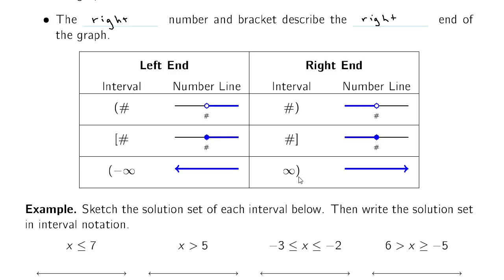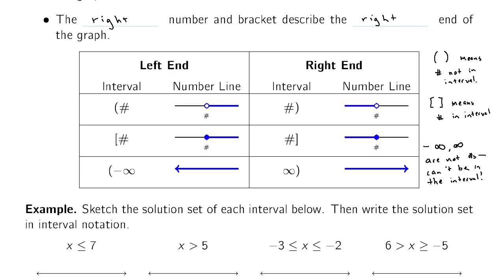One of the things we can think of is the round bracket means that the number is not in the interval. The square bracket means that the number is in the interval. And then those infinity symbols, -infinity and infinity, those aren't numbers. They can't be in the interval. Only numbers can be in an interval. So the -infinity and infinity always get a round bracket.